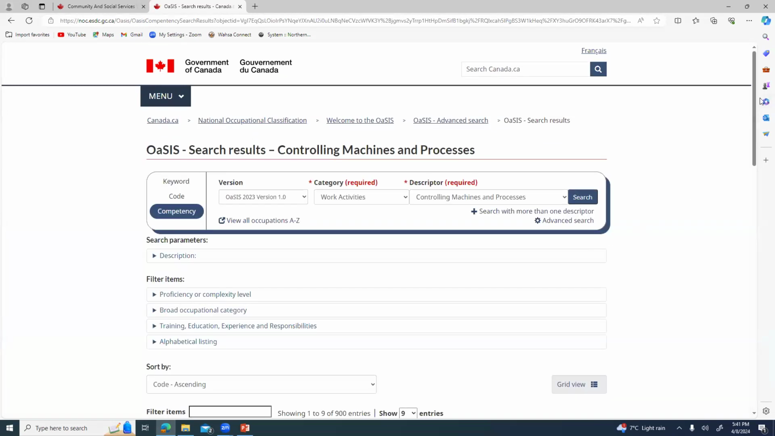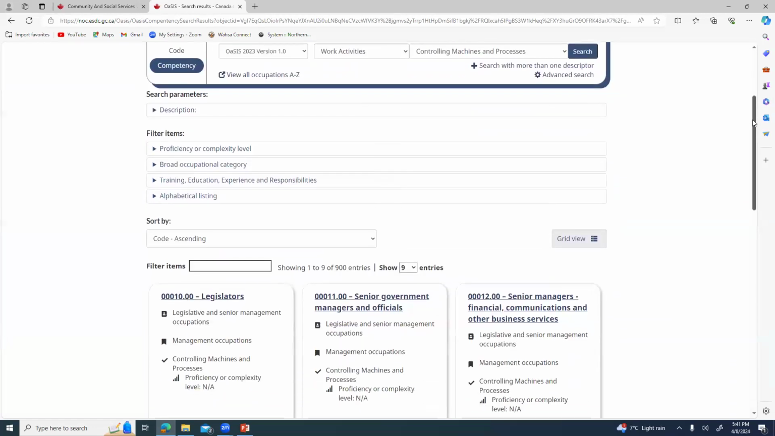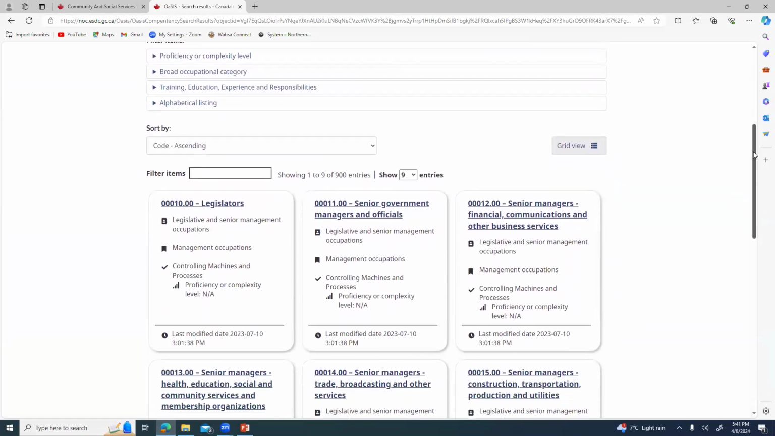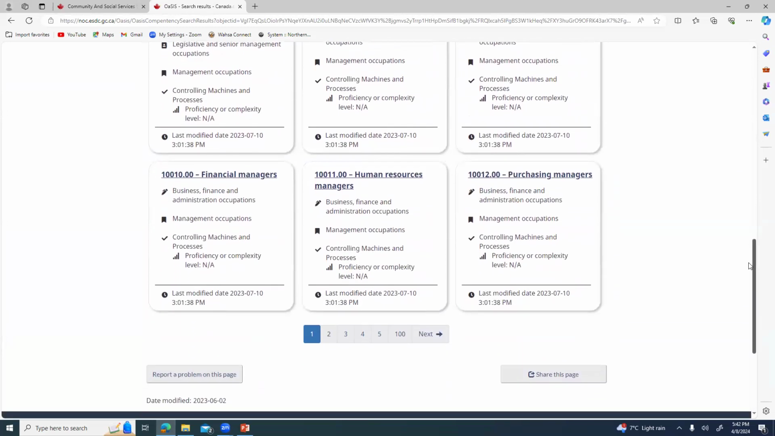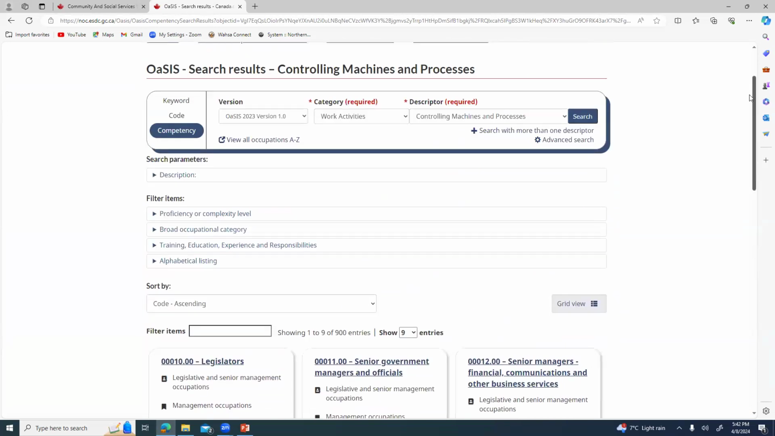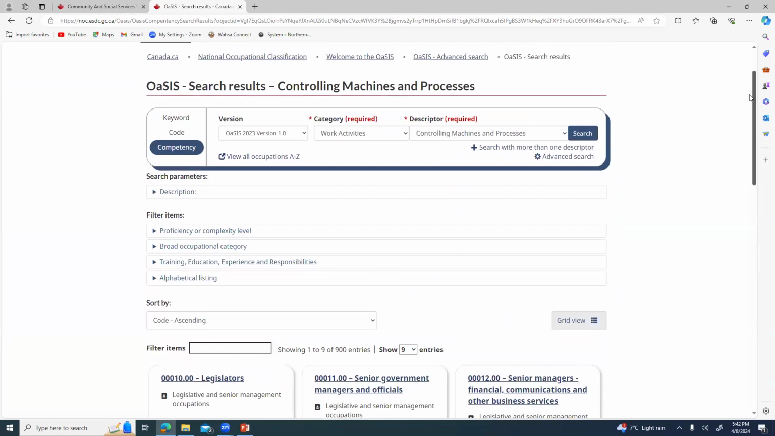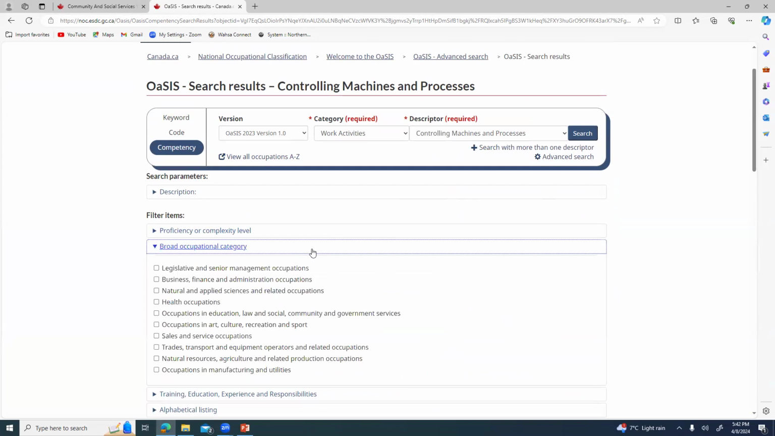Okay. Hang on a sec. Oh, huh. That's a little bit different than what I would have thought. Oh, look at all these. Oh my goodness, there's too many things here. So I would need to filter broad occupational category. Let's say trades, transport, or operators. Will that let me do it?